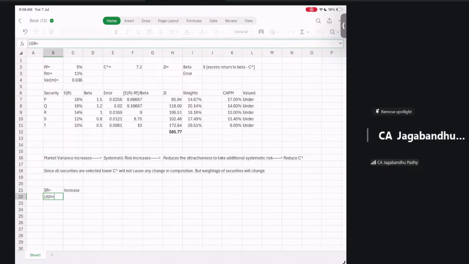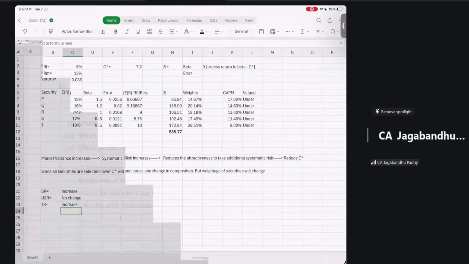What about the unsystematic risks? That will have no change, because that is very much specific to an individual security. And total risk definitely is going to increase, because your systematic risk has increased. Unsystematic remains unchanged. Due to that increase in systematic risk, your overall portfolio risk is also going to increase.